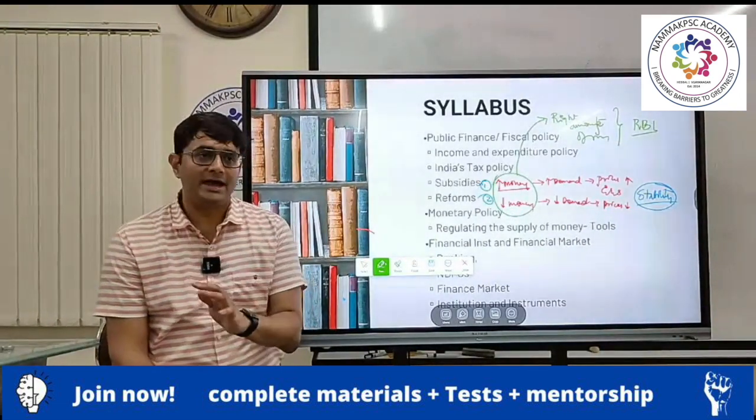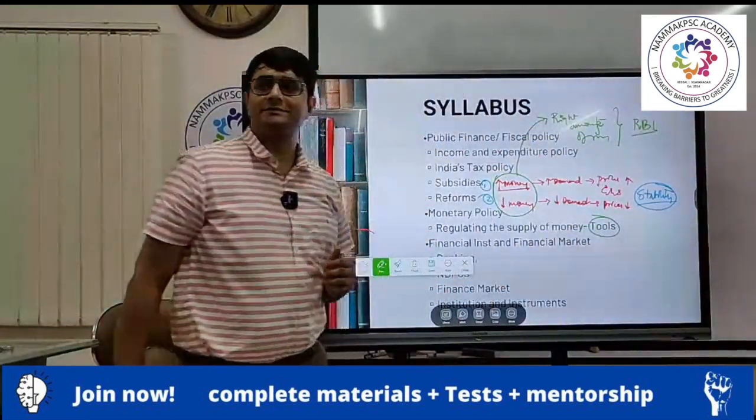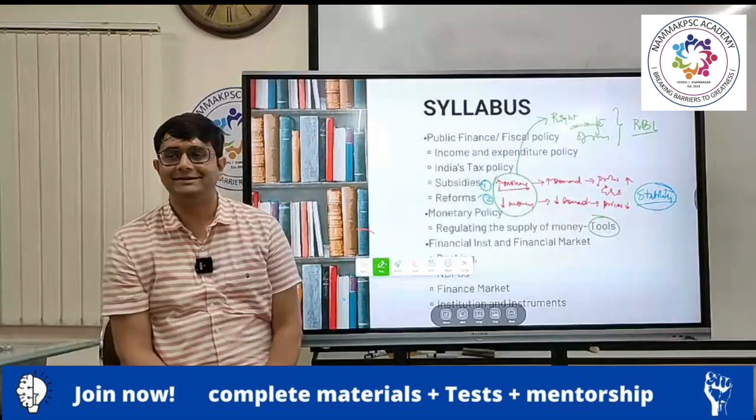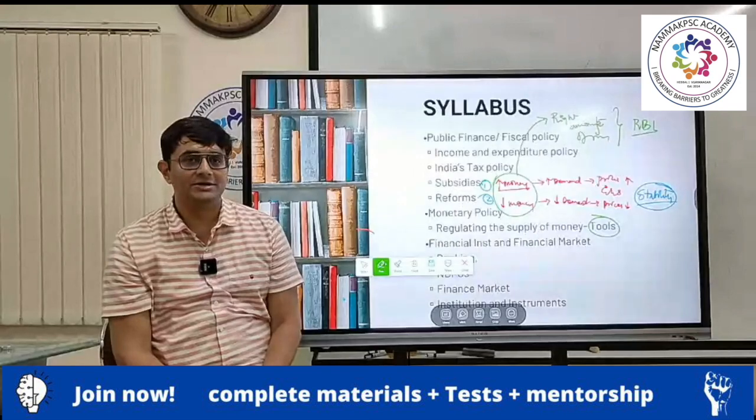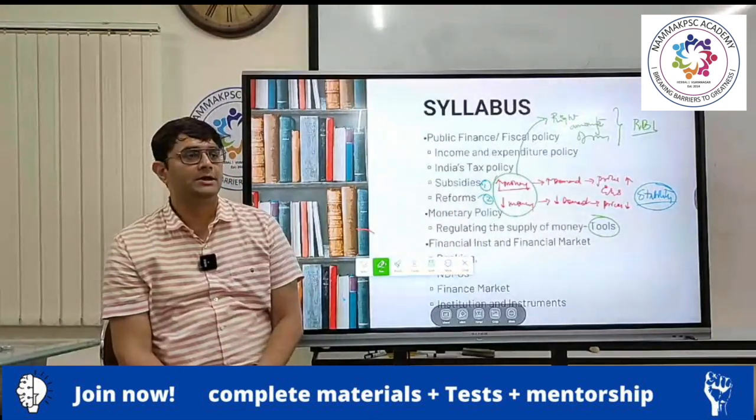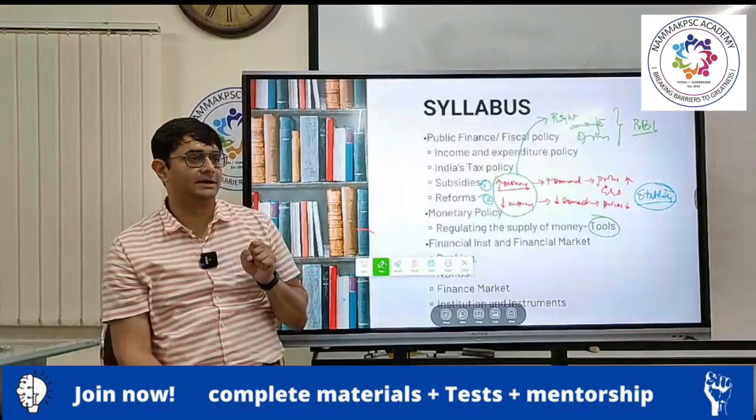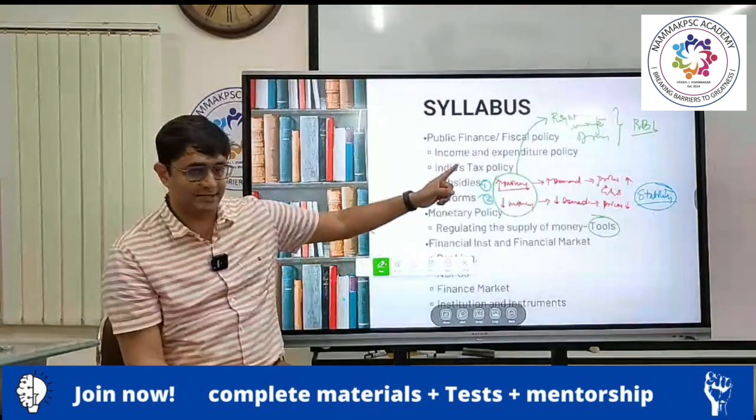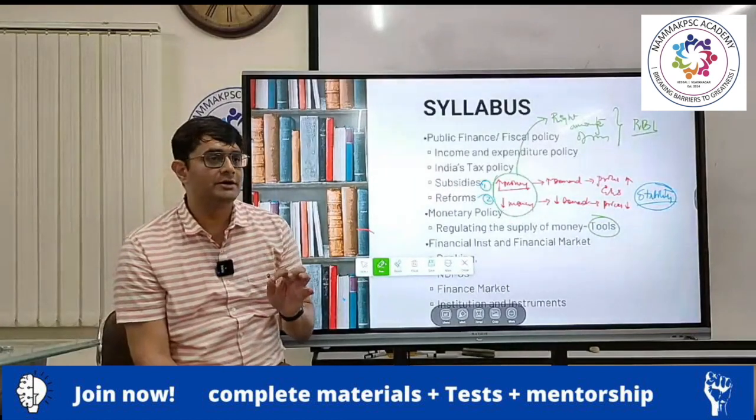So RBI has tools using which it can absorb money and it can supply money. So when there is shortage of money, it can supply money. When there is excess money, it can withdraw the money. So by doing this, RBI will ensure that there is right amount of money to ensure stability.